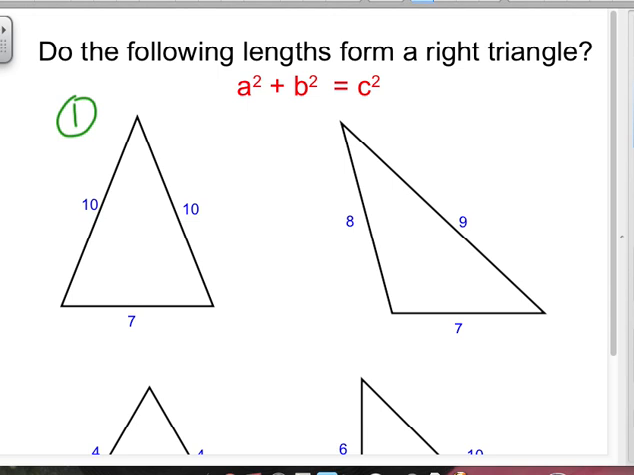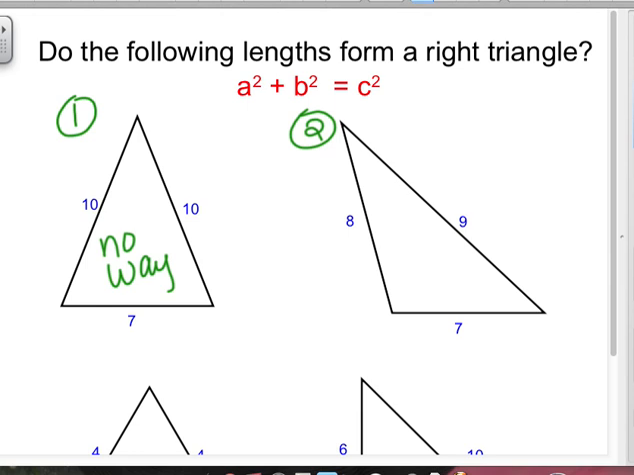So I'm looking here, I've got a 10, a 10, and a 7. There's no way I can even plug this into the formula because there is no hypotenuse. Remember, the hypotenuse is the longest side, and I see 2 sides that are both 10. So there's no way that this is a right triangle. Not a right triangle, no.